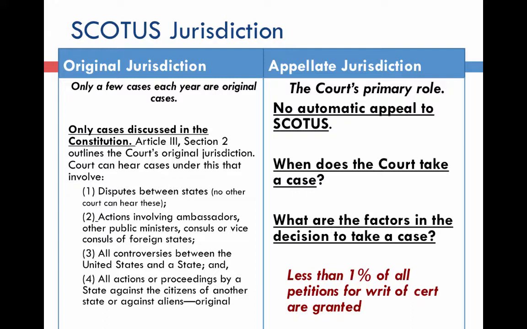There is original jurisdiction at the court. Original jurisdiction means that there are original cases that the court hears for the first time and that no one else hears before them.